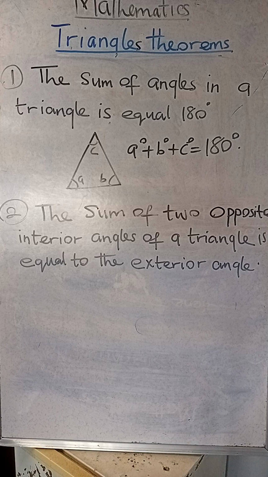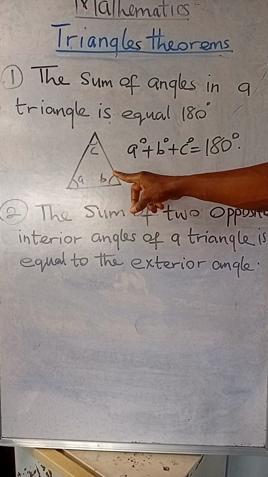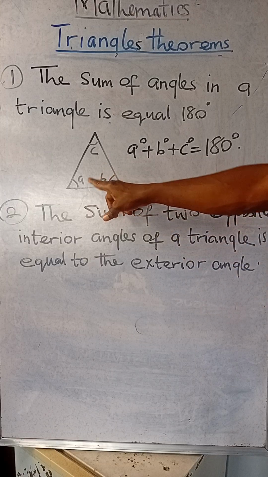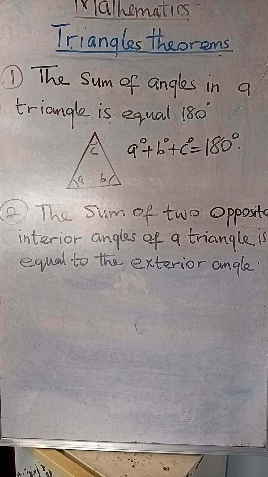The second theorem is the sum of two opposite interior angles of a triangle is equal to the exterior angle. Now, first of all, we need to know what an interior angle is. So let's look at the first triangle we drew. We have angle A, angle B, angle C. These three angles are interior. The word interior means inside.